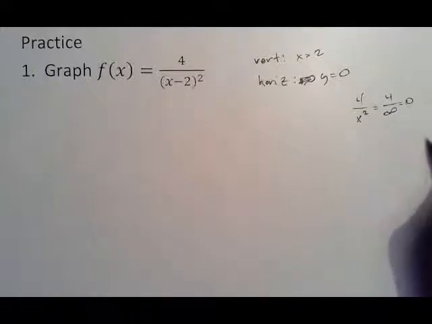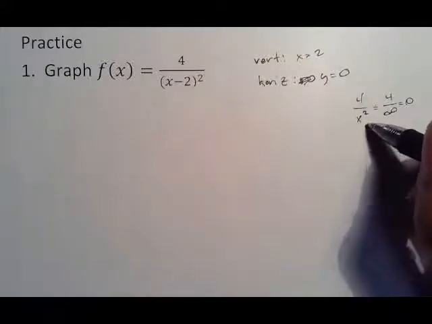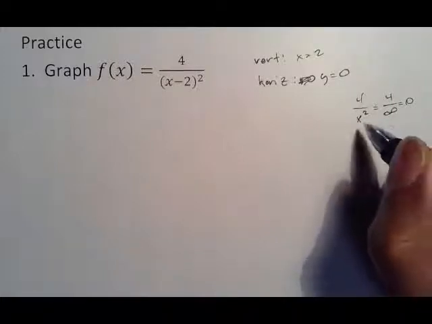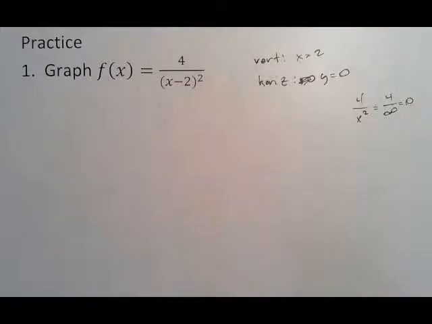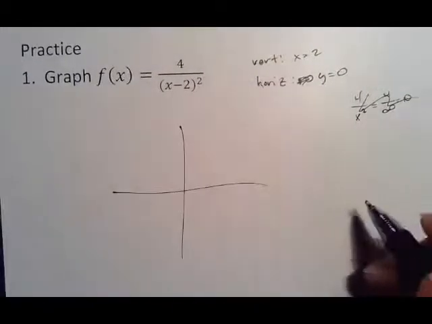Alright, so again, no matter what you do, if you pick the number all the way to the right, all the way to the left, it's going to be a very big number. 4 divided by a very big number is going to be as close to 0 as you can possibly get it. Alright, so anyway, going back to this graph, hopefully you got that part.